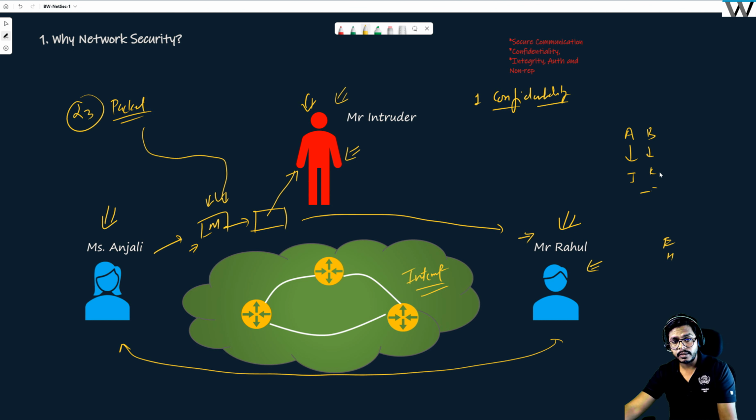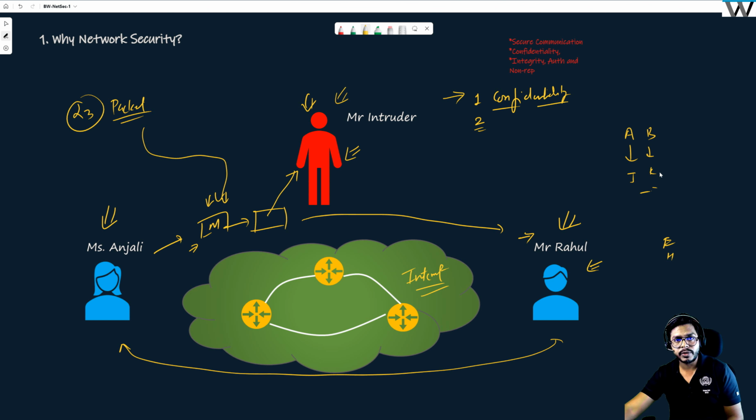Rahul knows the rule, and that is why he or Anjali can read these messages, nobody else. But if I do only confidentiality, is it the proof that everything is fine? Absolutely not. We need to think something else also. And what is that something else? That is point number two.